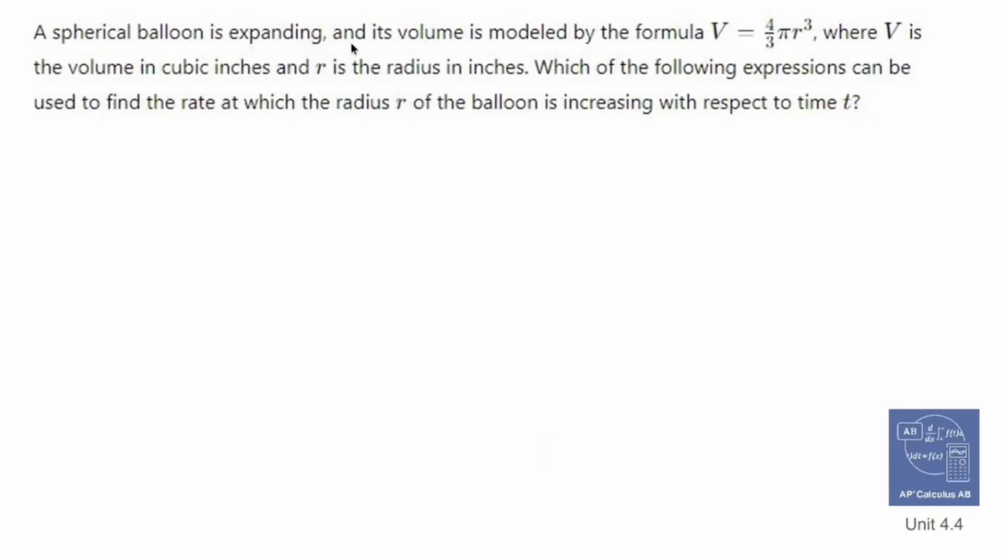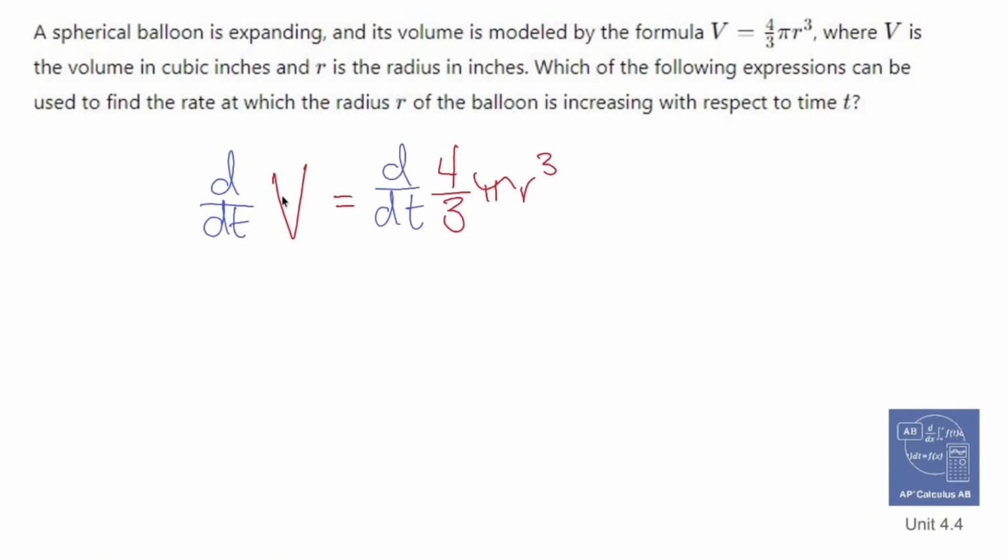A spherical balloon is expanding, and its volume is modeled by the formula V equals 4/3 pi r cubed, where V is the volume in cubic inches and r is the radius in inches. Which expression can be used to find the rate at which the radius r of the balloon is increasing with respect to time t? So let's write out our formula. V equals 4/3 pi r cubed. What I want to do is differentiate both sides with respect to t. So we're going to d/dt both sides. Now the derivative with respect to t of V is just 1, but since we're taking the derivative of V, we attach dV/dt like so.